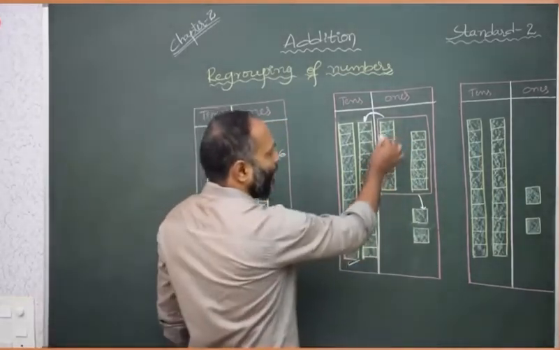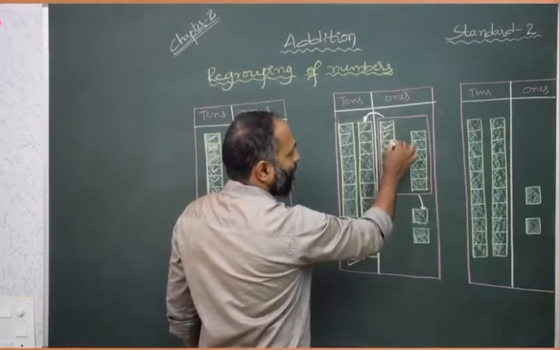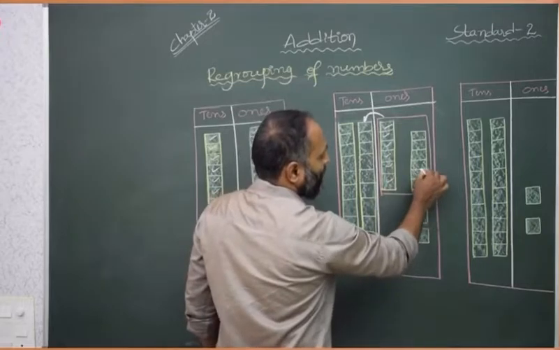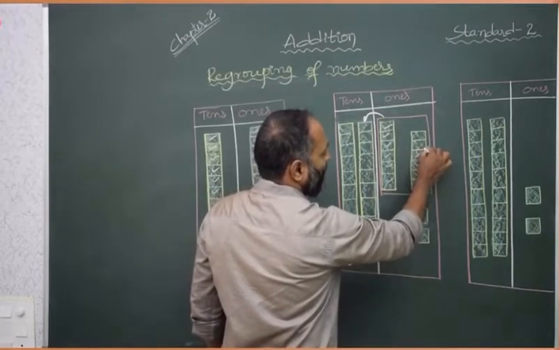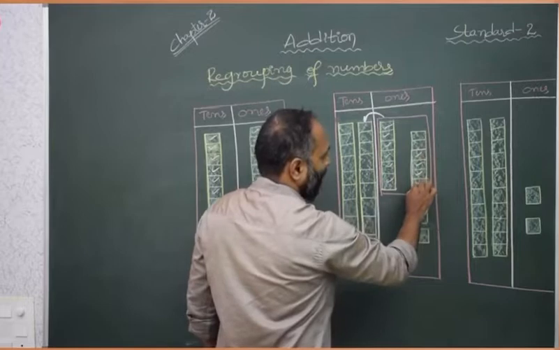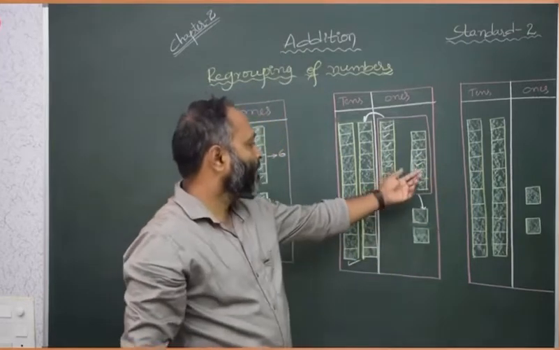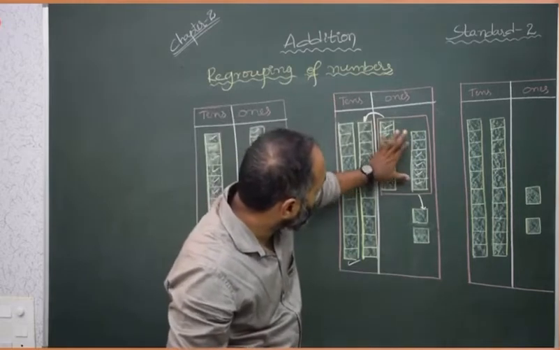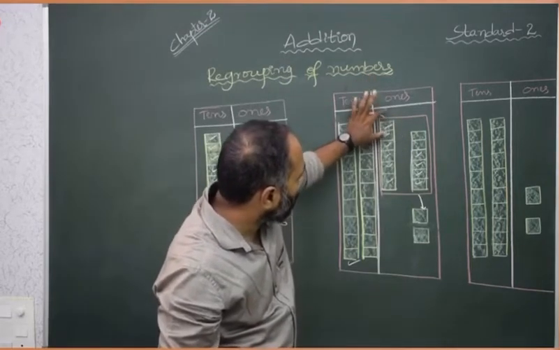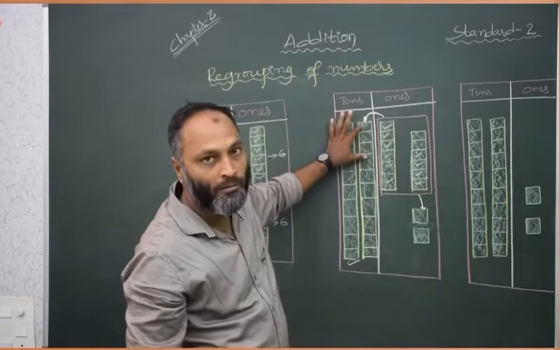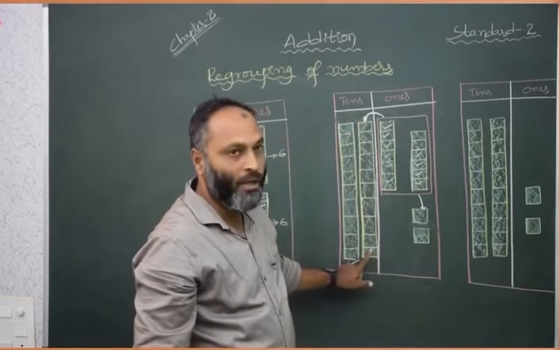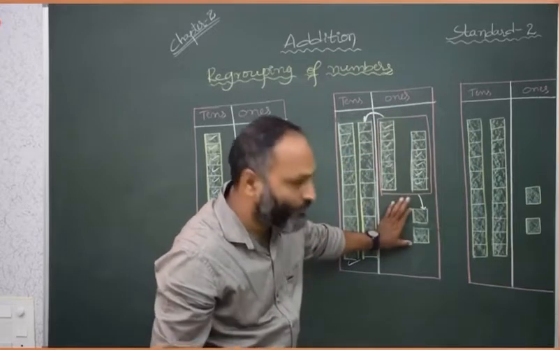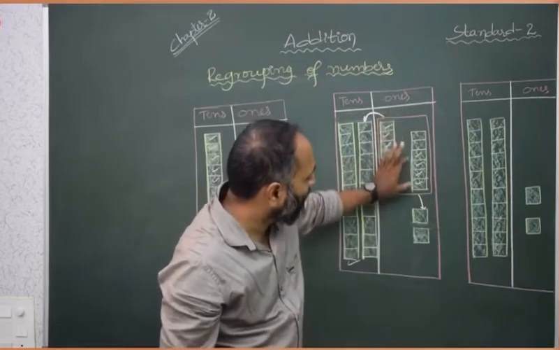This is 1, this is 2, this is 3, this is 4, this is 5, 6, 7, 8, 9, 10, till here. Again you make one 10 block, a big block. Keep these blocks here, and this complete group makes one 10 block. Then you get one more 10 block here, and 2 blocks are left. You keep the 2 blocks here.